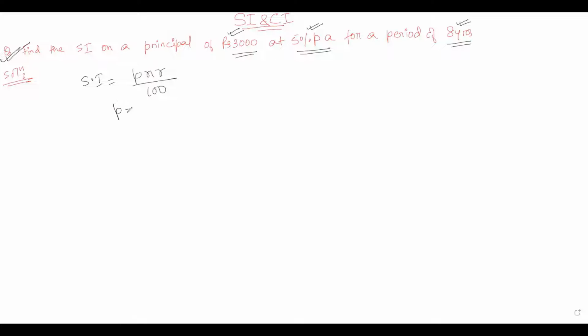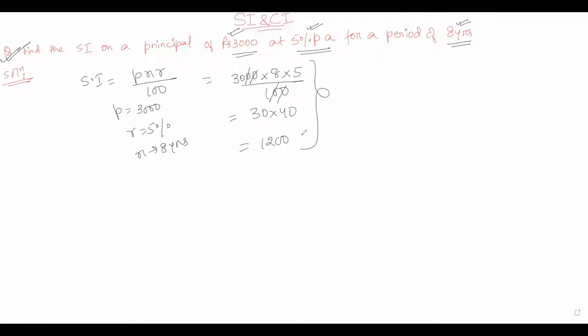So here P is 3,000. Rate is 5% and period is 8 years. So simply we need to use these values here. So this would be 3,000 times 8 times 5 upon 100. So if you calculate, that's 30 times 40. So that will give us 1200. So this is how, by using the formula, we can calculate the simple interest.